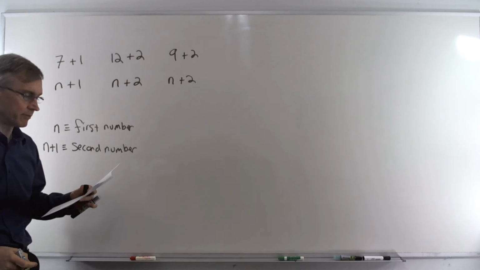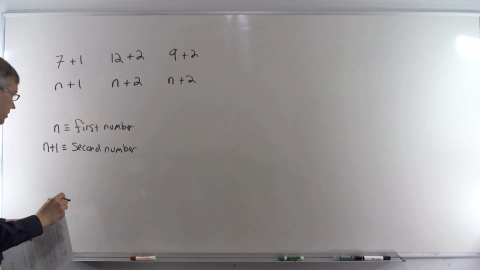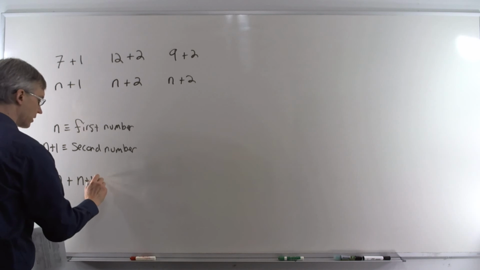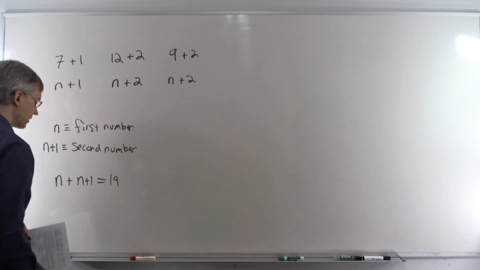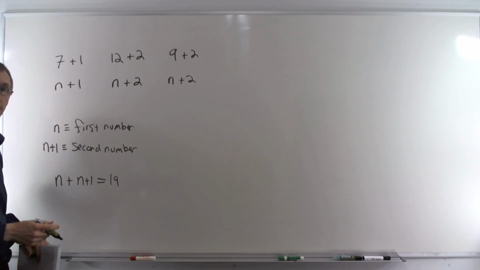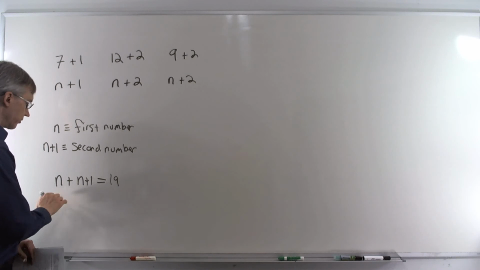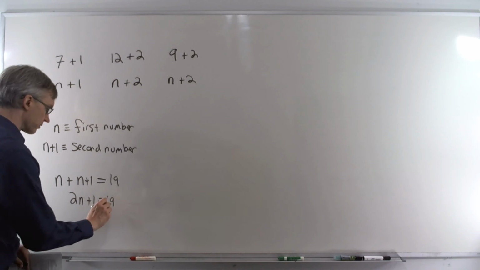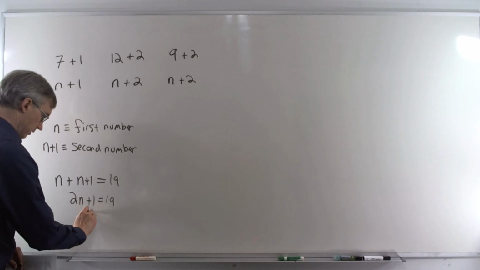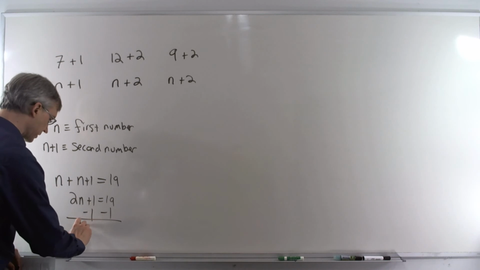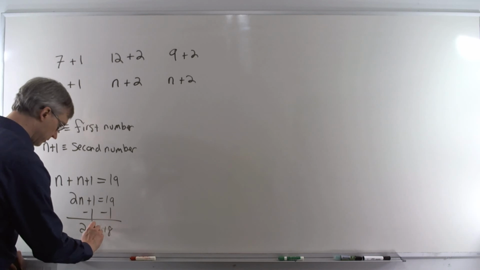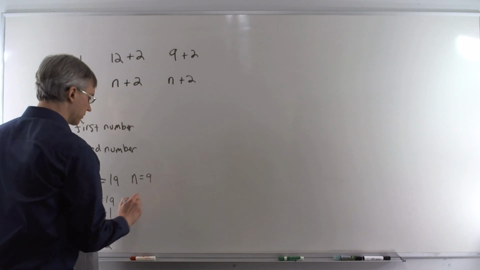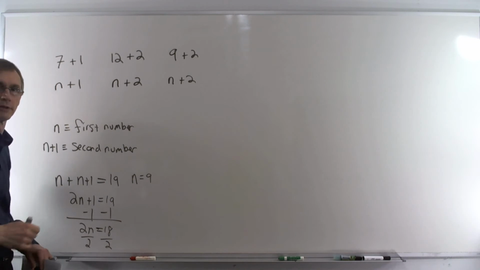Now we know that the sum of these is 19. So sum is addition, so we're going to add these two things together. n plus n plus 1 equals 19. Now we can solve this equation. We've got 2 n's over here, so we'll combine those into 2n plus 1 equals 19. I'll subtract 1 from each side to get 2n equals 18. Divide by 2, and n equals 9. So there's our first number, 9.